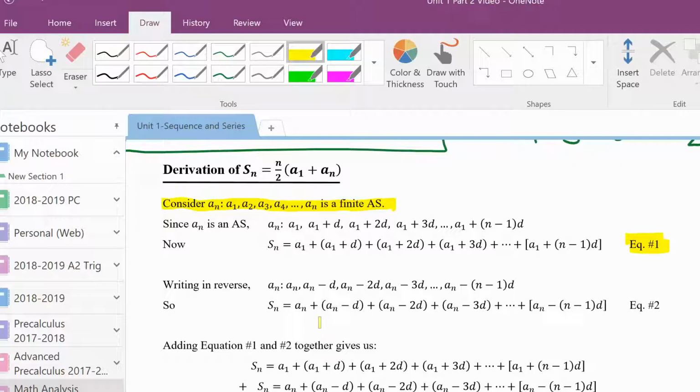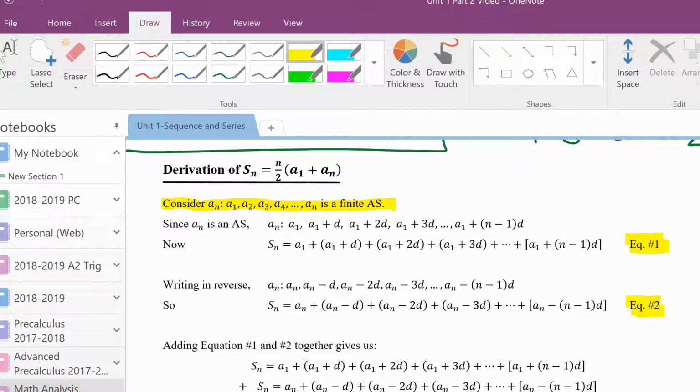Writing it in reverse, we would say the last term is equal to, then we'd have the last term minus the difference, then the last term minus 2 times the difference, 3 times, and so on, until you get to n minus 1 times the difference. That would be if we went backwards. So if you add those, that's going to give you equation number 2.